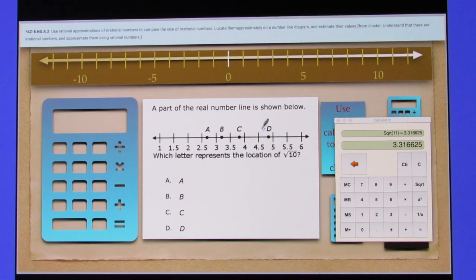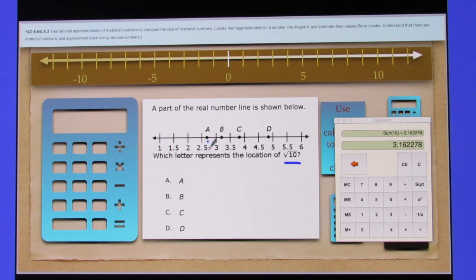New look here. We want to figure out which one of these dots on our number line is equal to the square root of 10. It reads, a part of the real number line is shown below. A number line with fractional answers in between whole numbers. Which letter represents the location of the square root of 10? Very simple. Grab your calculator, like all of these questions. Find out where it is. It says 3.16. Could that be here?